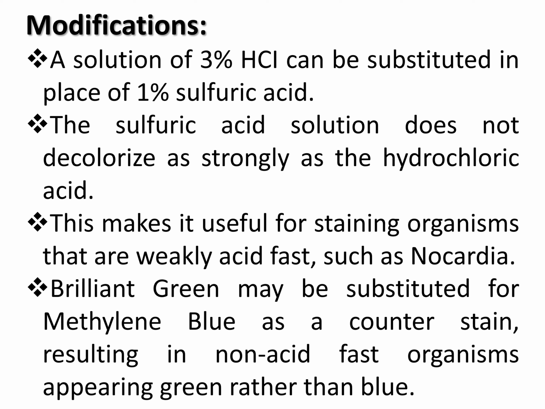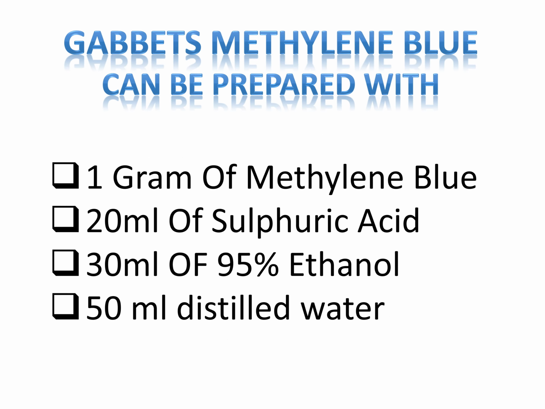Brilliant green may be substituted for methylene blue as a counterstain, resulting in non-acid fast organisms appearing green rather than blue. Gabbett's methylene blue method is a widely practiced method. Gabbett's methylene blue can be prepared with 1 gram of methylene blue, 20 ml of sulfuric acid, 30 ml of 95% ethanol, and 50 ml of distilled water.